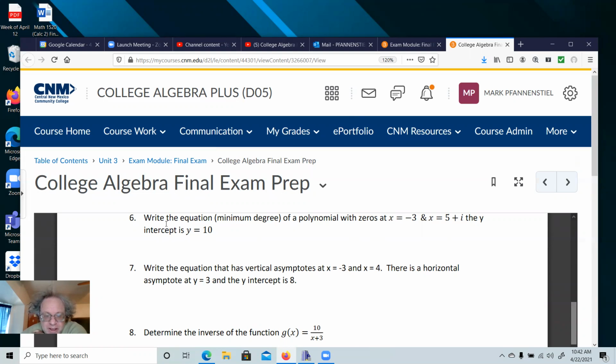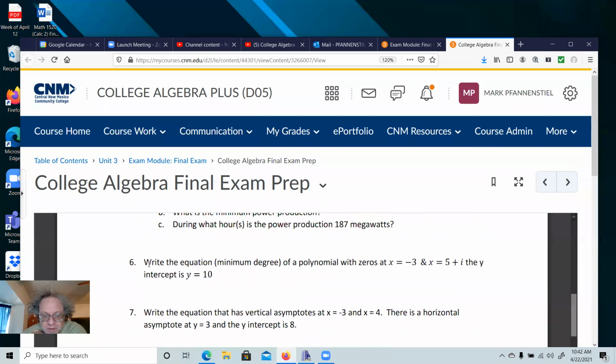So now we're going to work on number 6 here. It says write the equation, minimum degree, of a polynomial with x equals -3 and x equals 5 plus i. The y-intercept is 10. Okay. Really should have been a couple more in there. It's with integer coefficients, or maybe rational coefficients, but not imaginary coefficients. It's a different polynomial class.